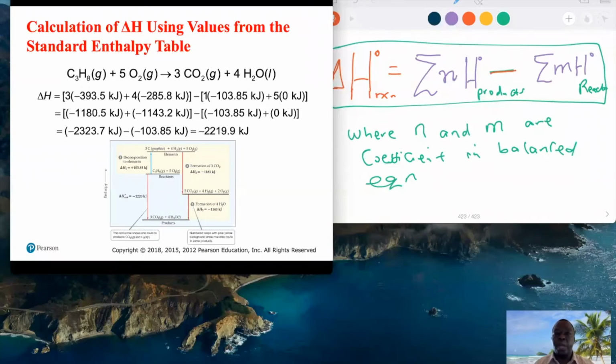And how will you know that this is different from the Hess's law?